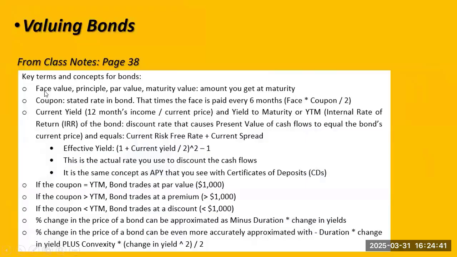Here's the terminology you need. We just talked about the face value, principal value, par value, maturity value, the coupon. The current yield is what the bond is yielding in the market today. It might have a coupon of 6%. The current rate might be 2%. So you've got a really great bond. It's paying you 6%, and the best you can get anywhere else is 2%. That's going to be a great bond. It's going to trade at a premium.